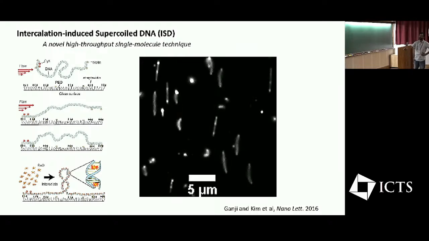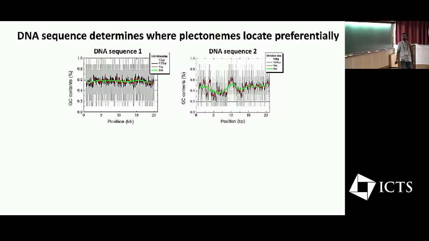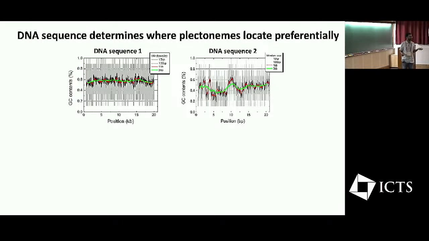Right, so now I'll talk a little bit about what position or which sequence on the DNA is more favorable for this plectonemic DNA to occur. For that, we took two different DNA molecules: a DNA molecule of almost homogeneous GC content, and another with somewhat fluctuating GC content. You can see that there is low GC content, high GC content. Then we measured the number of plectonemes that form at each position over time and made a time average. That gives us a density of plectonemes over time.